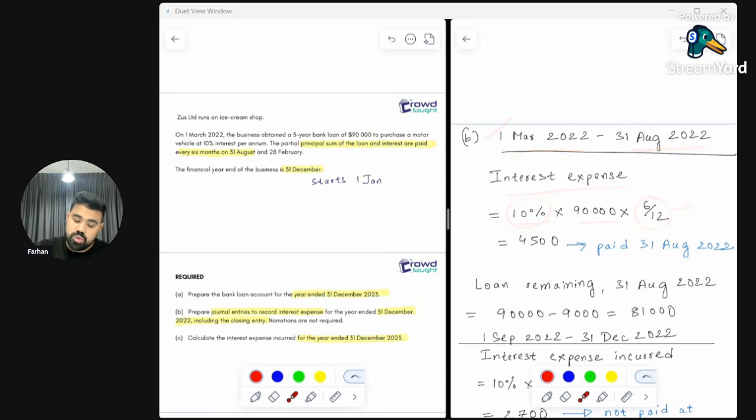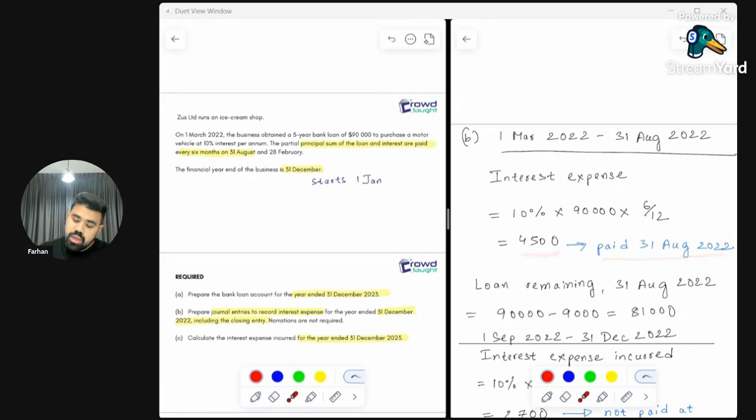So that leaves us with $4,500 as the interest expense calculated from 1 March 2022 until 31 August 2022, okay? Based on the question, we understand that at 31 August 2022, we made a loan repayment of $9,000, which you recall from the previous question, plus an additional interest repayment. So this $4,500 will be paid using cash at bank funds at 31 August 2022, okay?